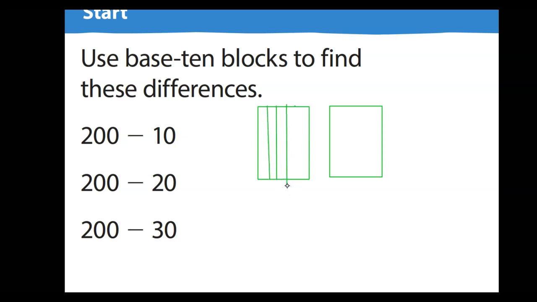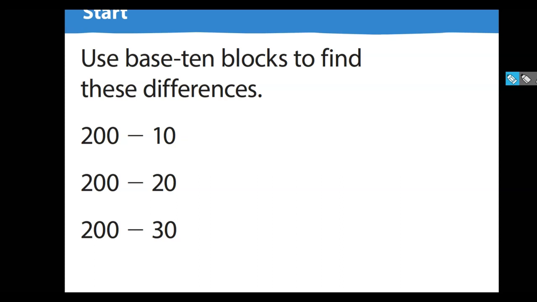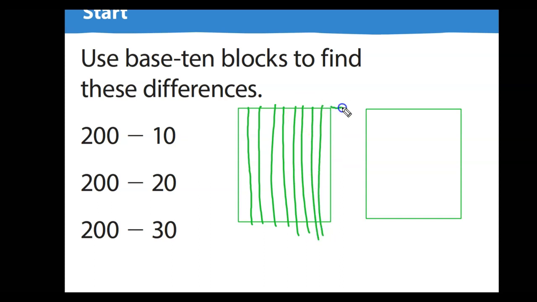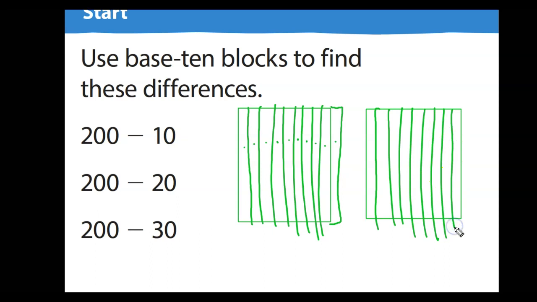Hold on. All right, so I have two. I said that we have 200, right? Out of those, let's make it perfect. So we have 200, and how many 10s are in 100? 10. 1, 2, 3, 4, 5, 6, 7, 8, 9, 10.